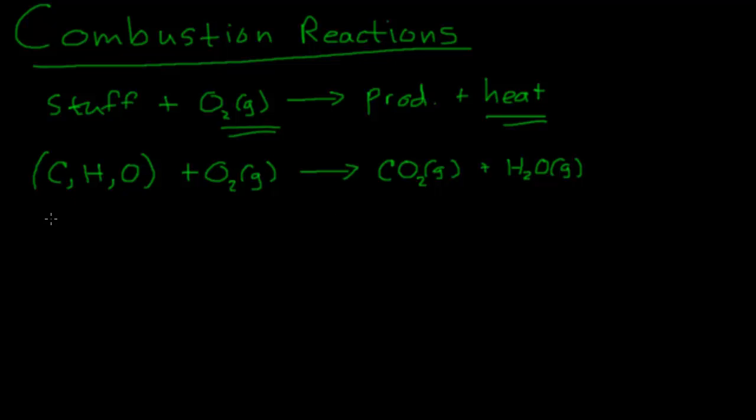Alright, so let's look at a particular kind of CHO compound, in this case just a hydrocarbon, and this is the simplest one, CH4. CH4 is methane, and that's the gas that makes up most of what natural gas is. So if we're burning natural gas, doing combustion, then that's going to react with O2 gas, and as we predict up here, we're going to make carbon dioxide and water. So CO2 gas plus water.